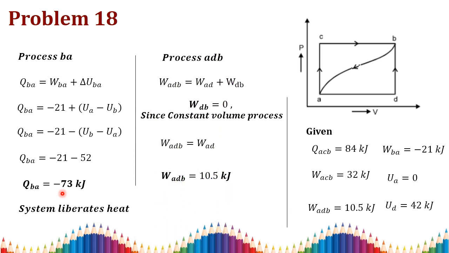Then considering the process ADB. In this process ADB, we can split and write work done of AD plus work done of DB, so the total work done is W of ADB. Since work done of DB is 0, because it is a constant volume process, there is no area under the curve, your work done of ADB is equal to work done of AD. In the problem itself, the work done of ADB is given as 10.5 kilojoule. So work done of AD is 10.5 kilojoule.